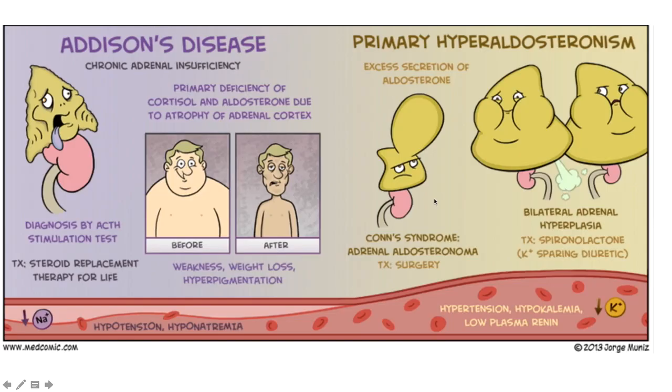Nice one. Okay, here we're illustrating another mid-comic, Addison's disease versus primary hyperaldosteronism. We know Addison's disease is chronic adrenal insufficiency, and the problem here is a primary deficiency of cortisol and aldo due to atrophy of the adrenal cortex. We see this guy when he was normal, and we see this guy when he has adrenal insufficiency. You can see how hyperpigmented he is. But remember, hyperpigmentation only speaks to primary adrenal insufficiency, not secondary. He has weakness, weight loss, hyperpigmentation. We diagnose this by ACTH stimulation, and we treat with steroid replacement therapy for life.